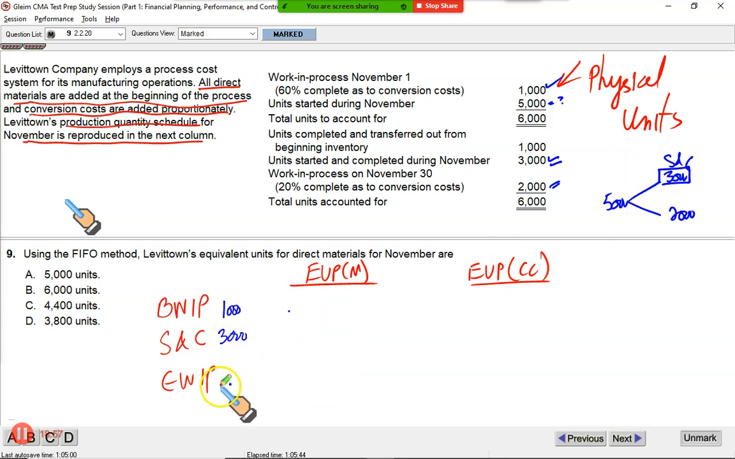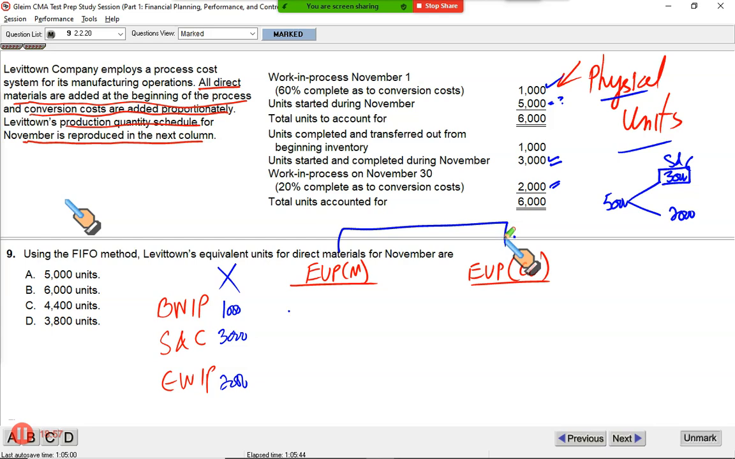How many units are there that are in ending work in process? It is given right here. Work in process on November 30th, 2,000. So you can put this 2,000 here. Please remember, gentlemen, these blue are real, actual physical units. We don't need them. We need the hypothetical or imaginary numbers for our calculations. Right? That's what we need.